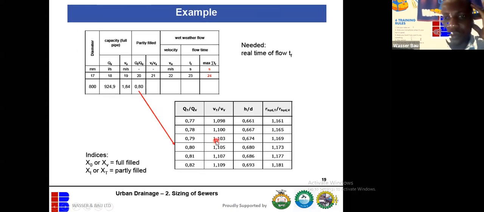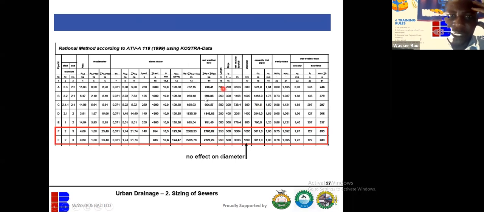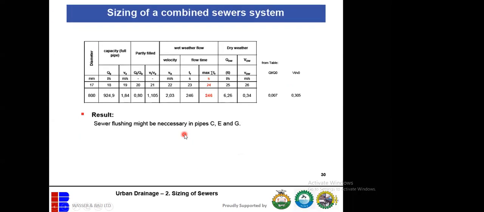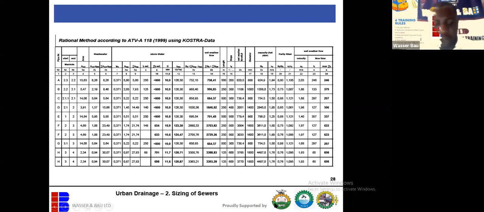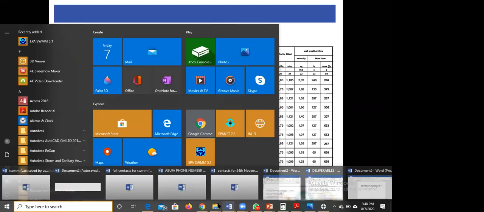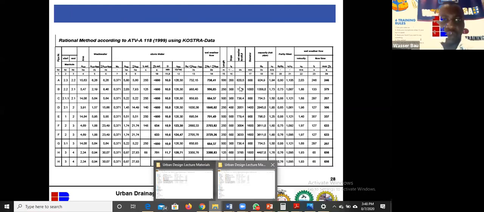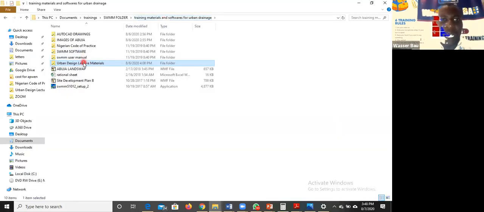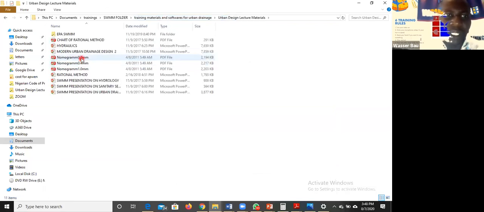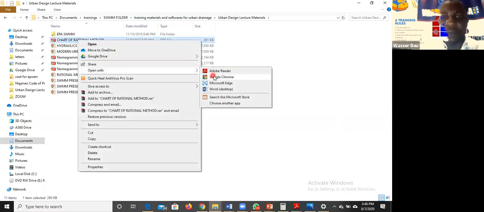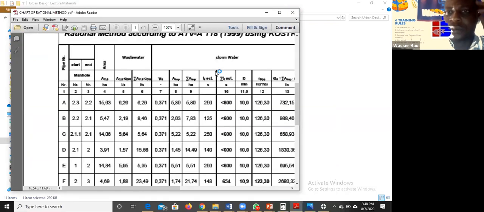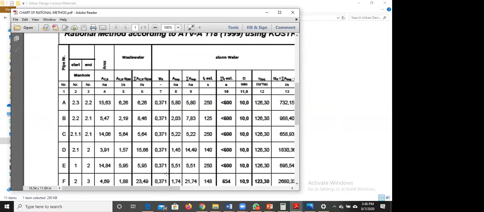So now, let's take one example. This is the example we are going to take. In your chart, go to under urban design lecture material. You will see chart of rational method. Please open it with PDF. Chart of rational method. Okay, Ikeja 180, is it for 5 years or for 10 years?